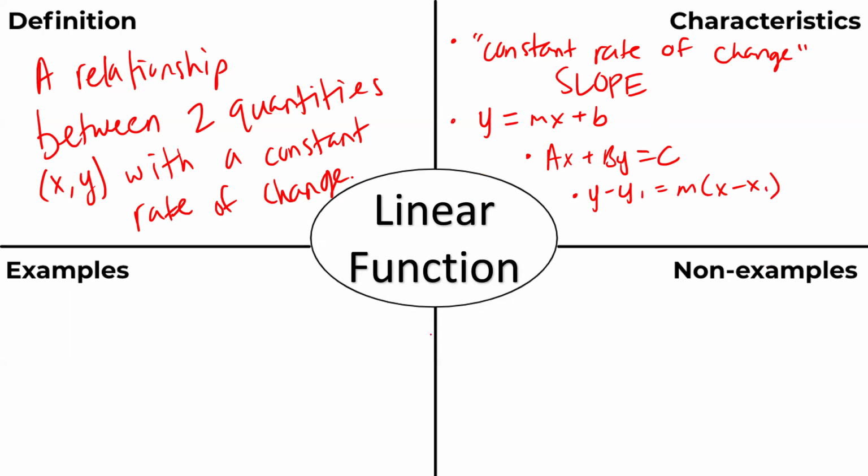And then the other key feature of a linear function is that it's non-vertical. The graph is non-vertical, meaning it can be slanted, it can be horizontal, but can it go up and down? No, because then it's not a function.